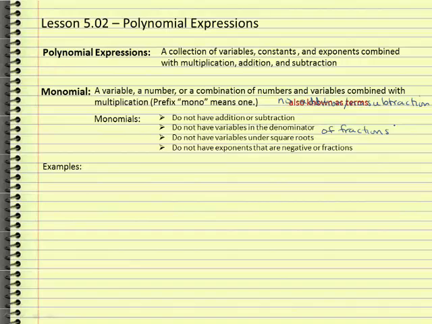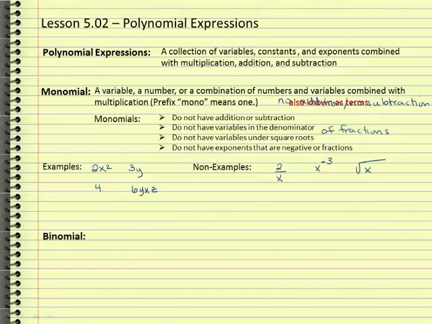Examples of monomials. We'll also have some non-examples. 2x squared is a monomial. 3y, 4, 6yxz. 2 over x is not a monomial. x to the negative 3 would not be a monomial. Square root of x cannot be a monomial.